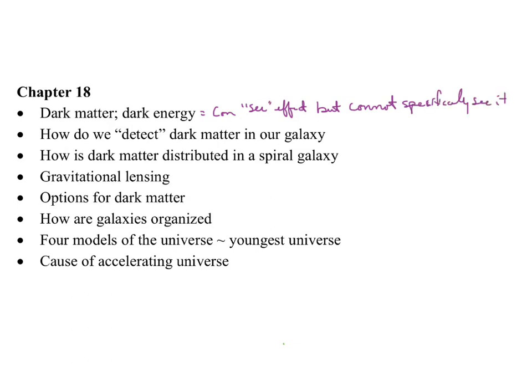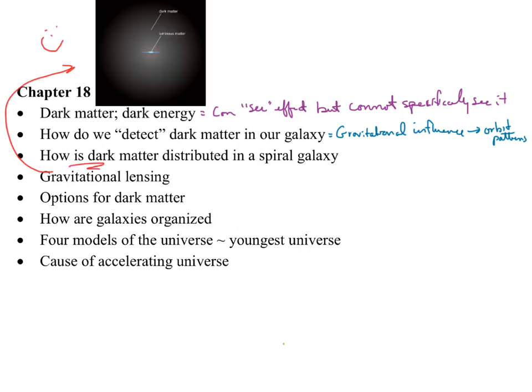Then the last one we just did, dark matter and dark energy. What do they have in common? Well, they're dark. You can't specifically see them, but you see their influence or their effect. How do we detect dark matter in our galaxy? Remember, we look at the gravitational influence of dark matter on things as they orbit our galactic center. How is dark matter distributed in a spiral galaxy? Similar figure to before. Around a galaxy, it's kind of like an amniotic fluid. Like the one video we saw said, it's kind of a scaffolding that the galaxy formed in.